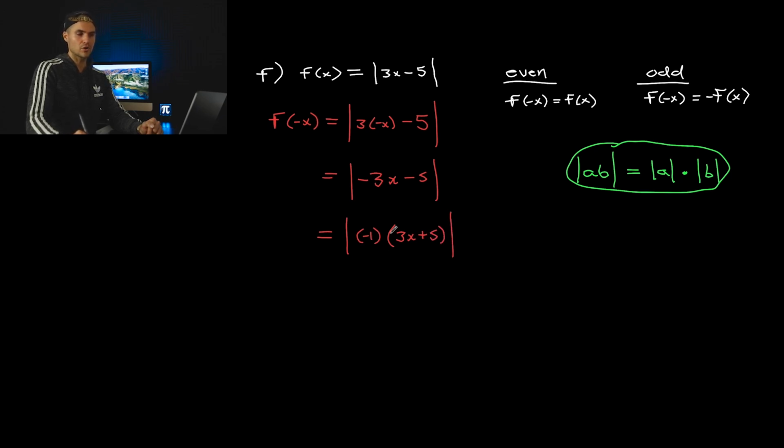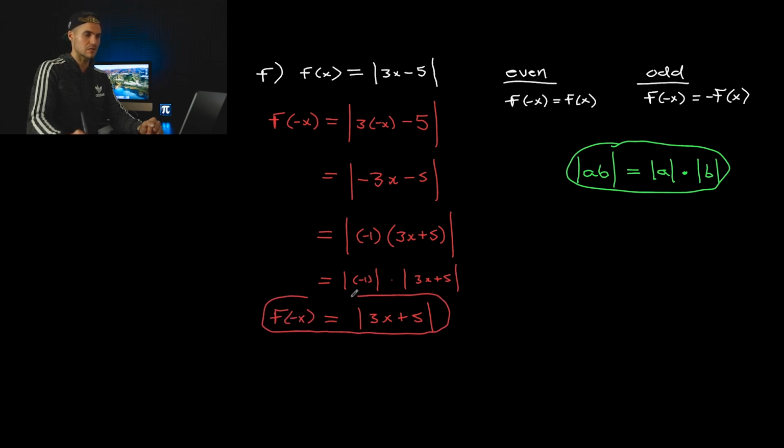Okay, and so from here, notice I could use this law because there's two things that are multiplying inside an absolute value. So I'll have the absolute value of negative 1 times the absolute value of 3x plus 5. Well, what's the absolute value of negative 1? It's just positive 1, right? Any negative in an absolute value turns into a positive, and so we're just left with the absolute value of 3x plus 5. Okay, so this is f of negative x. It's going to be this expression simplified right here.